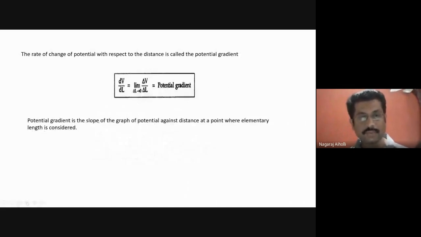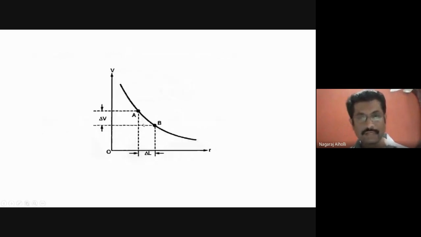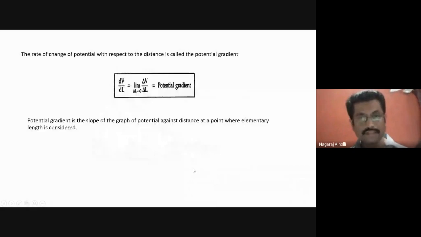Potential gradient is the slope of the graph. It is nothing but slope, correct? Delta V by delta L gives the slope of this curve, which is a graph of potential versus distance. Potential gradient is the slope of the graph of potential against distance at a point where elementary length is considered. Note that, it is at a point. Hence we take the limit of delta V by delta L as delta L tends to 0. Tends to 0 means it is at a single point, at a particular point. That gives the formula for the potential gradient.